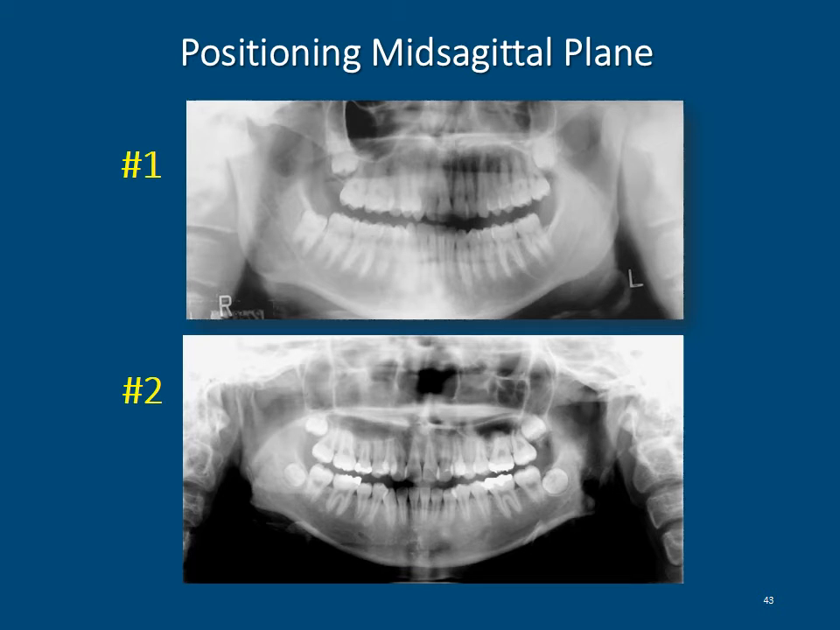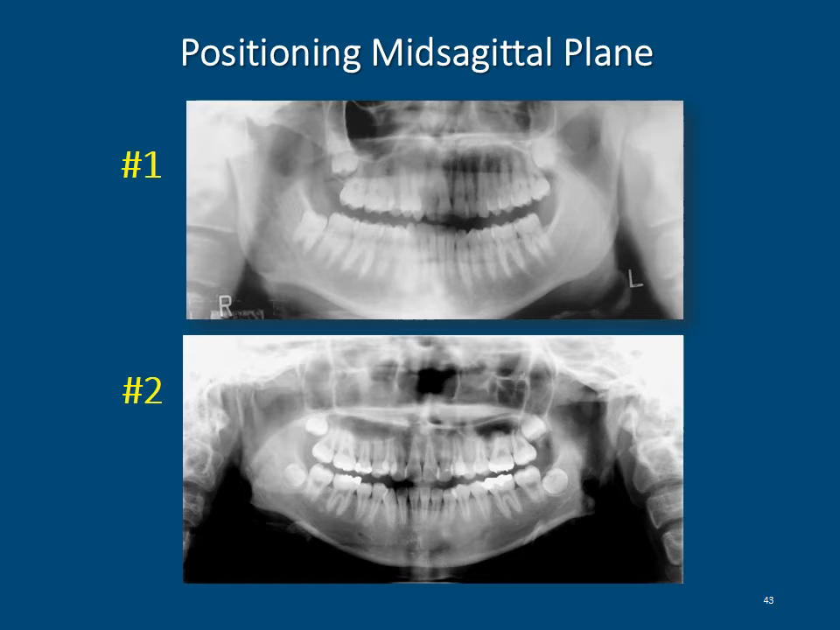Let's take a look and compare the mispositioning of the mid-sagittal plane in image 1. Look closely to the right side. You will notice that the teeth are quite large when compared to the left side of the panoramic. Look down again on image 2 where the teeth are appropriately sized comparing the right and the left.